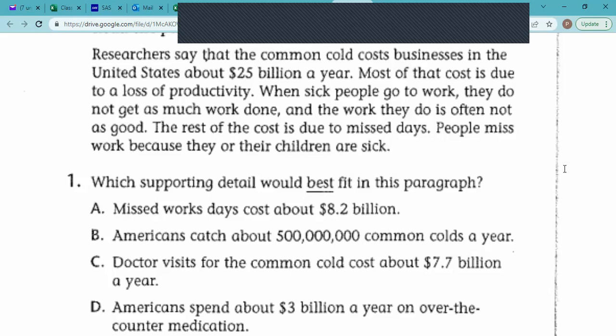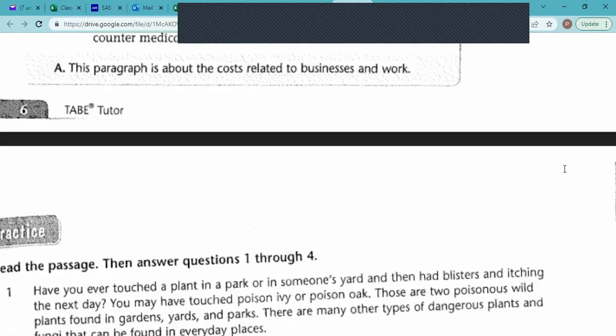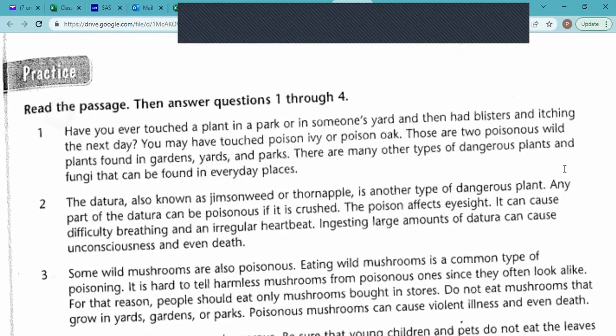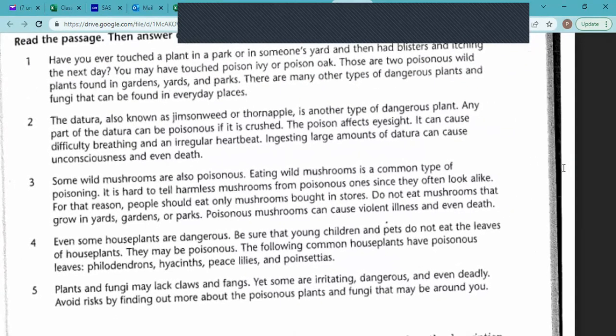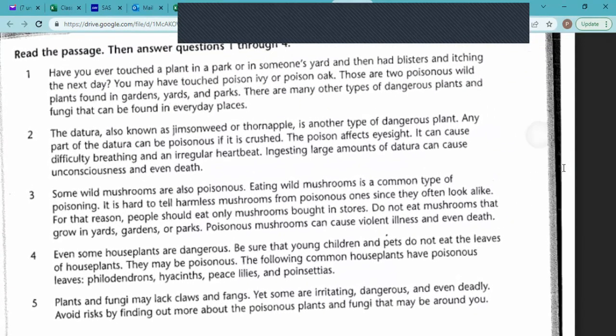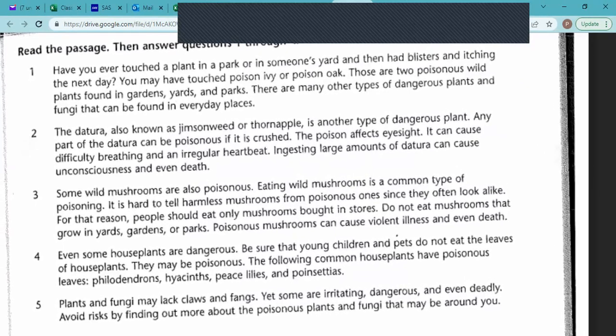It's a statistic, so it's just some extra information that could come in handy on understanding this paragraph and the common cold and what it's costing the whole United States as a country. All right. Next page, we got a longer reading here. I want you to go ahead and take a moment and read this whole page right here. And pause your screen, okay?